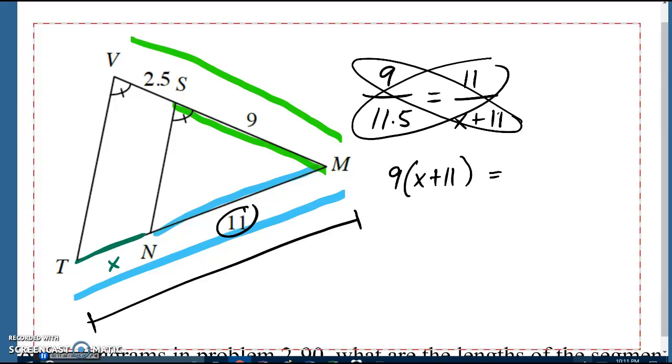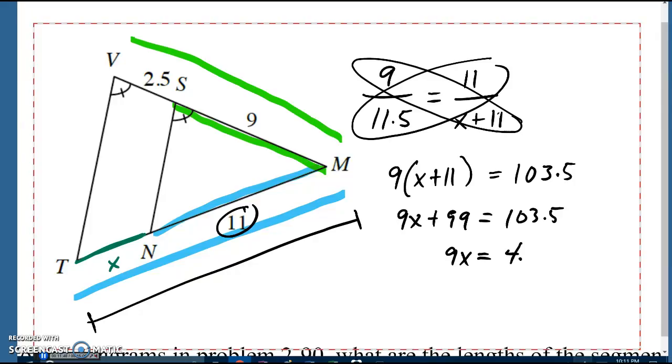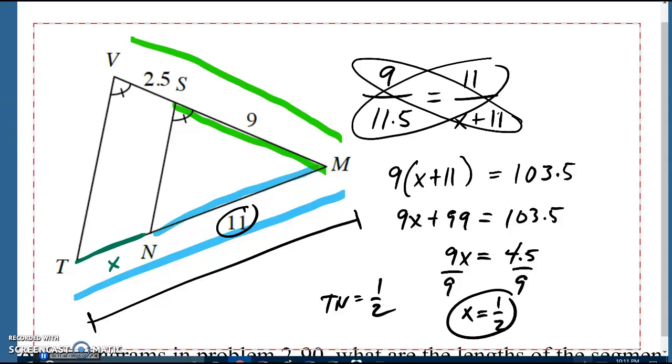Okay, so 11 times 11.5 is 103.5. We're going to distribute here, so 9x plus 99 equals 103.5. Subtract 99 from both sides, and we get 4.5. Then we divide by 9, and that looks like it's 1/2. X equals 1/2. So there you go. That tells you the length of TN, so TN equals 1/2.